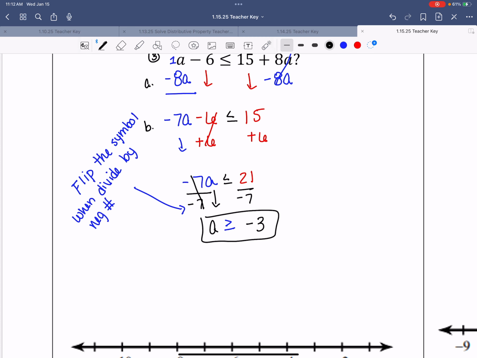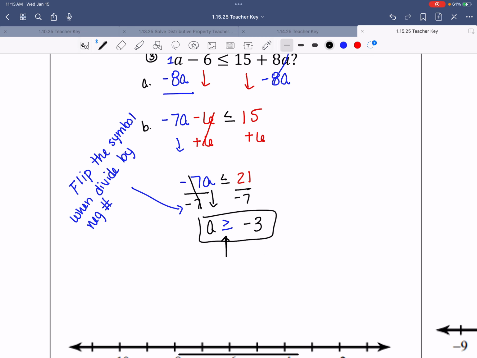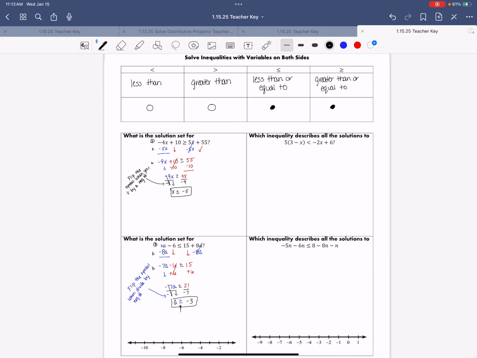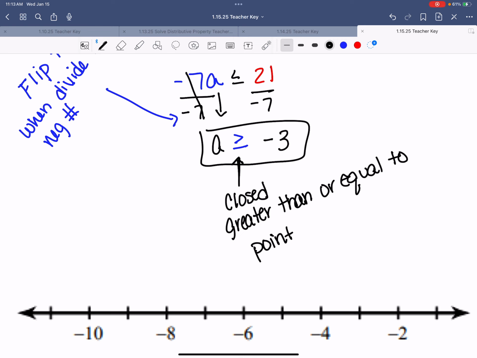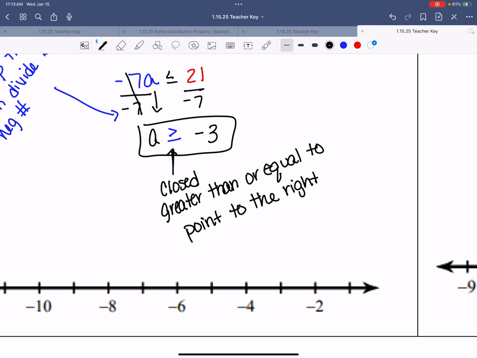Now, to graph it, this symbol, remember, according to the notes we took, it has a partner, so it is a closed circle. So this is going to be closed. It is greater than or equal to. So that means it's going to point to the right. So what that means is I'm going to draw a closed circle at -3 right here, just like this. And I'm going to draw an arrow and point it to the right.